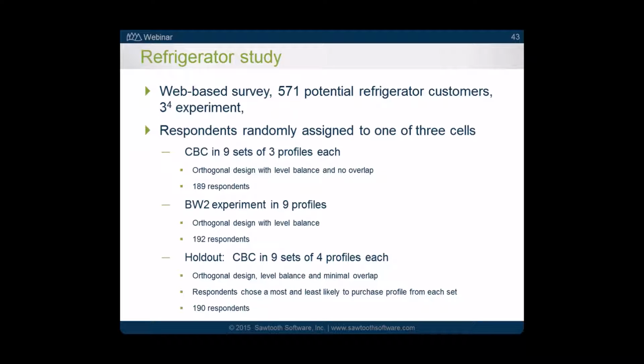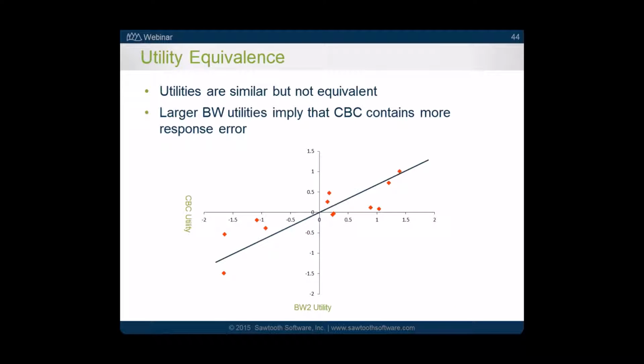So I did a web-based experiment with a colleague named Jeremy Loscheider on refrigerators. We had 571 refrigerator customers. We had 189 respondents do a choice-based conjoint, and another 192 respondents do a best-worst case 2 conjoint, a MaxDiff scaling type conjoint. And then we had a holdout sample of 190 respondents that we could use to test which of those worked better. And one thing we saw is this.